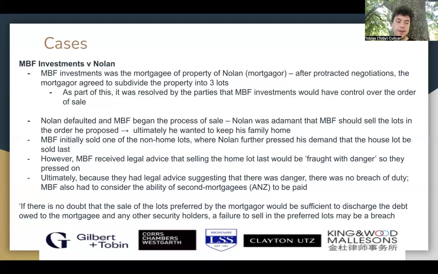So the quote really that you need to know is that if there is no doubt the sale of the lots preferred by the mortgagor, Nolan, would be sufficient to discharge the debt owed to the mortgagee and any other security holders, a failure to sell in the preferred lots may be a breach. Not the case here. And if you have any sort of advice advising the mortgagee against taking up the mortgagor's plan, they'll be okay.